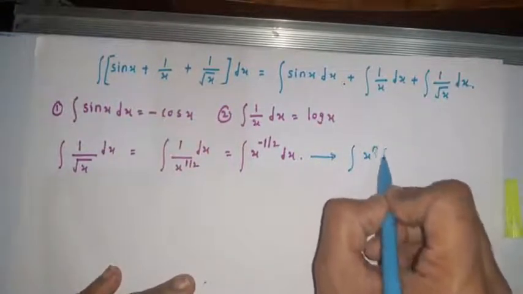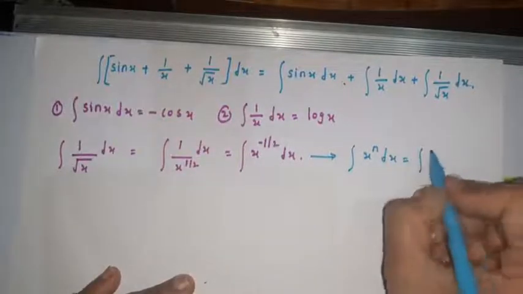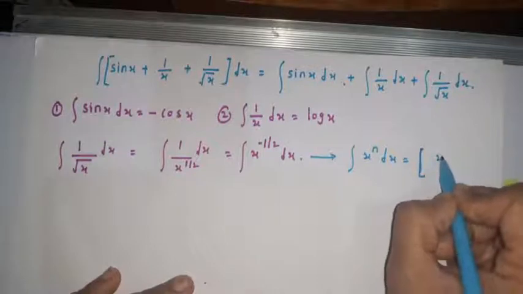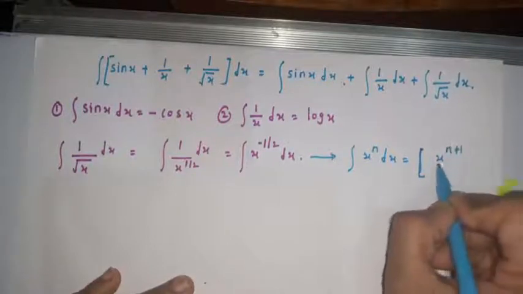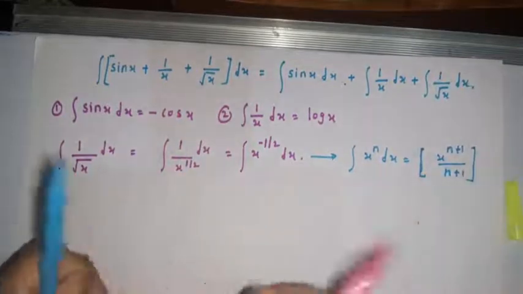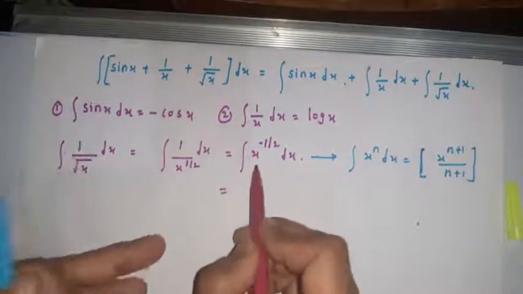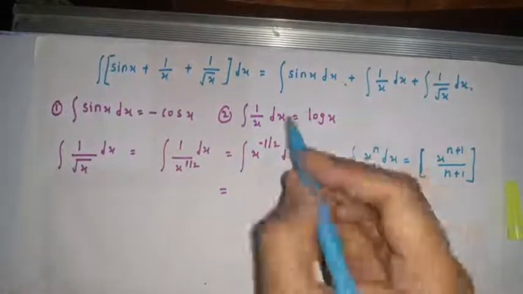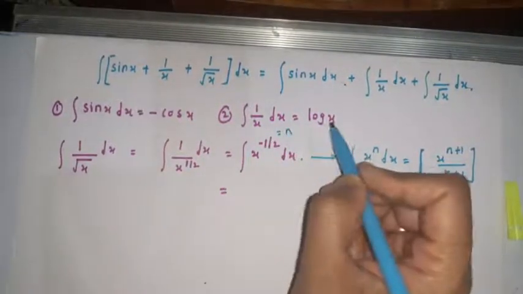what is the x raised to n formula? The integration of x raised to n is x raised to n plus 1 upon n plus 1. Okay students, so here in the integration of x raised to minus 1 by 2, minus 1 by 2 is the value of n here.